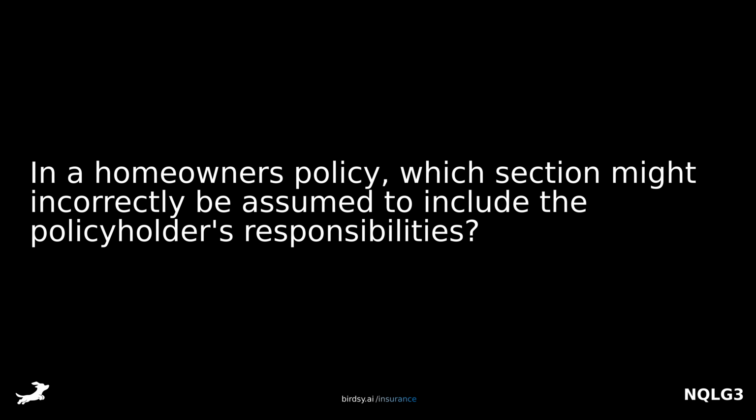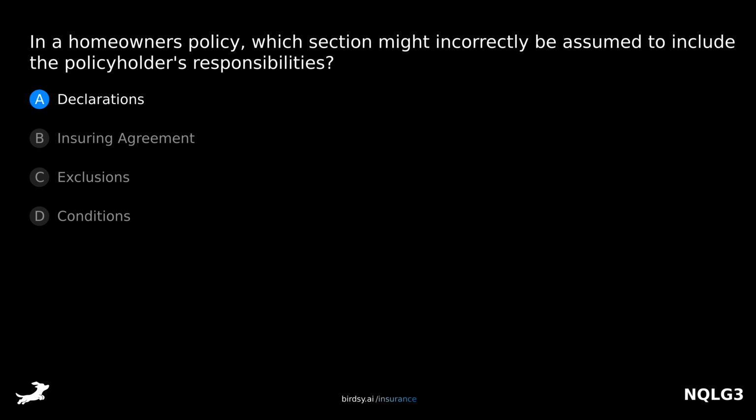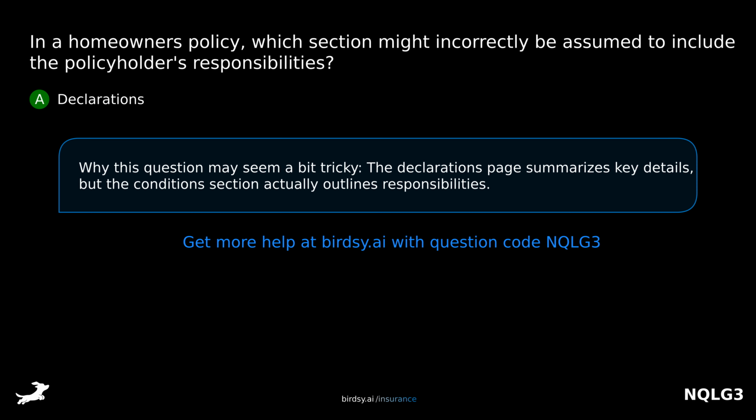In a homeowner's policy, which section might incorrectly be assumed to include the policyholder's responsibilities? Is it A, declarations, B, insuring agreement, C, exclusions, or D, conditions? The answer is A, declarations. Why this question may seem a bit tricky.